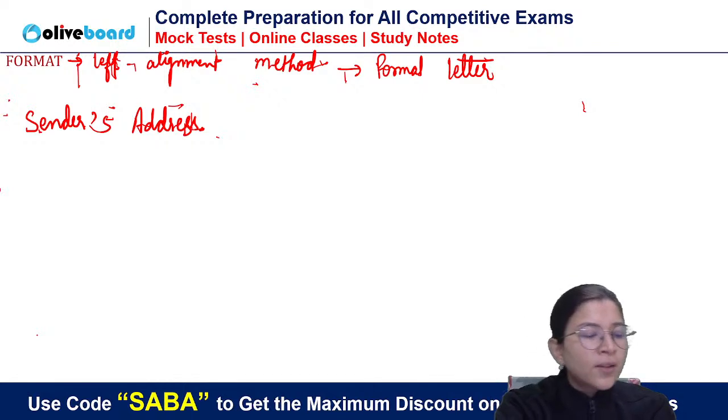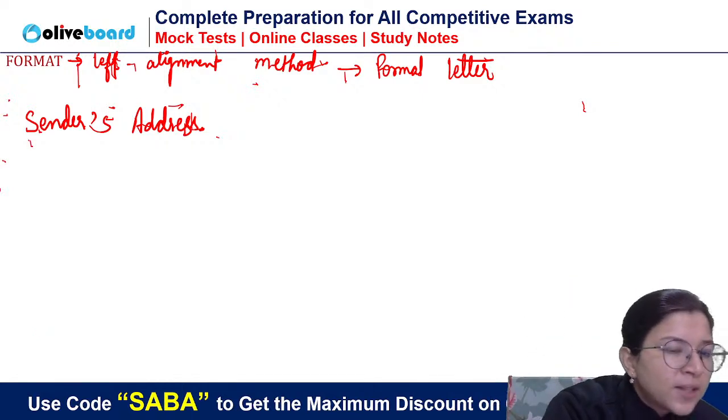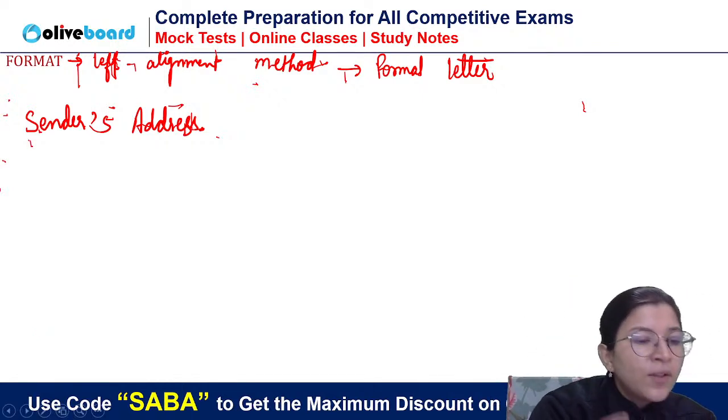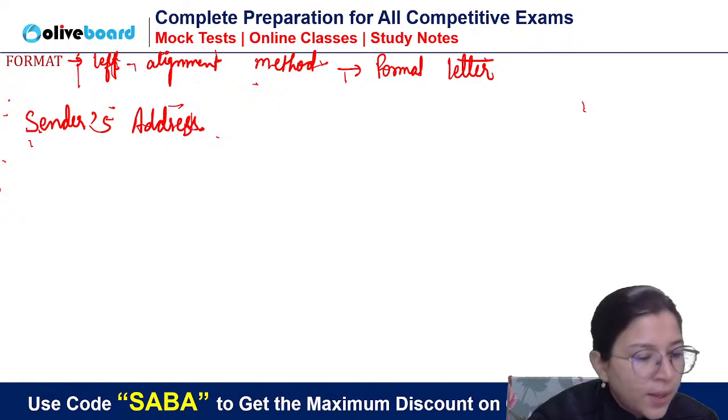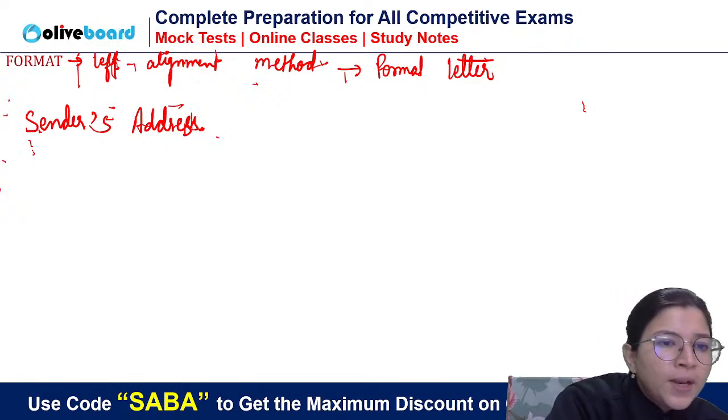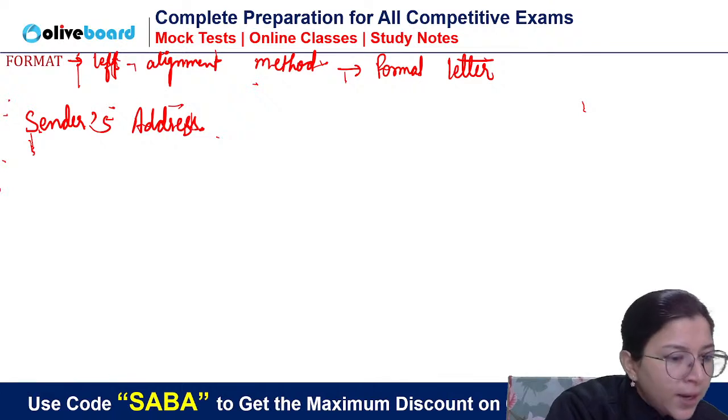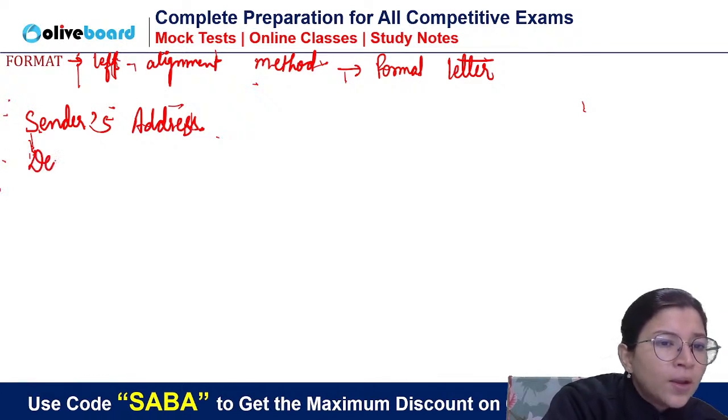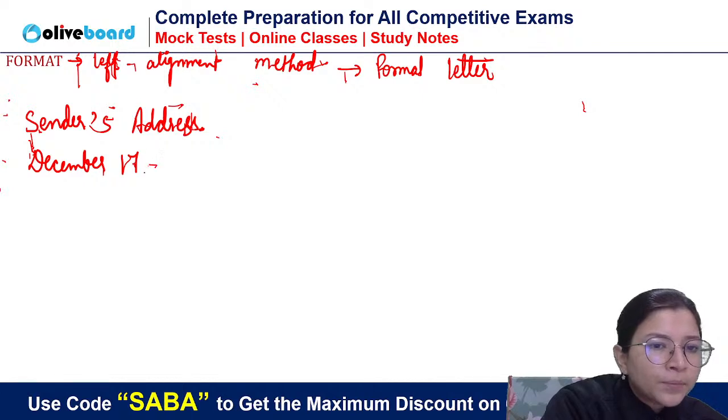So generally students ask, ma'am, do we need to leave one space line? You can leave, but that will not be allowed in the examination. You will not be able to do that in the examination. Okay. So immediately after the sender's address, you will be writing the date. The format of the date should be December 17, 2024.